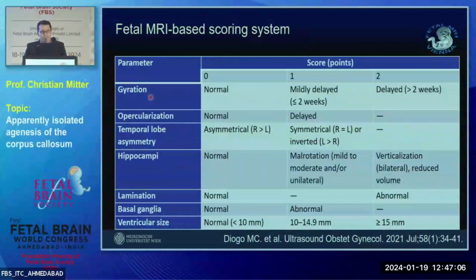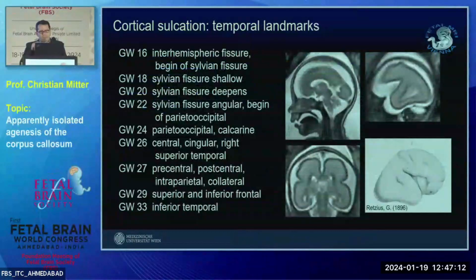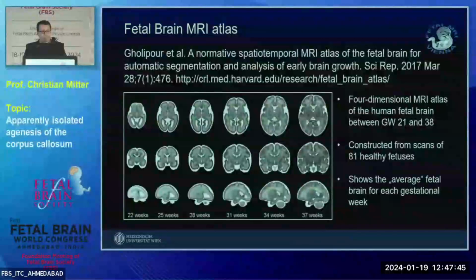So let's start with gyration. We all know that gyration or sulcation of the brain follows precise temporal patterns. So at different time points during gestation, different sulci should be visible. If you want to judge whether gyration of the fetus you are diagnosing now is age appropriate or not, you can orient yourself according to temporal landmarks which have been published, or one very useful tool that has been published in recent years: standardized fetal brain atlases.